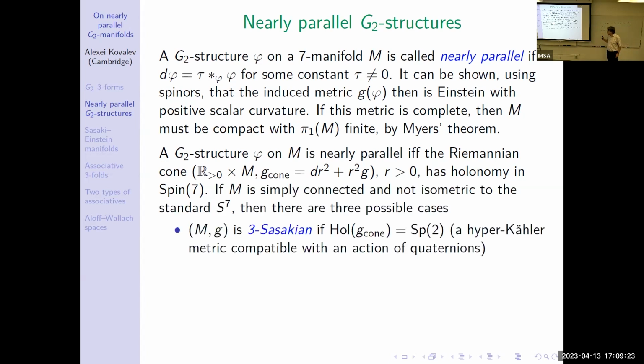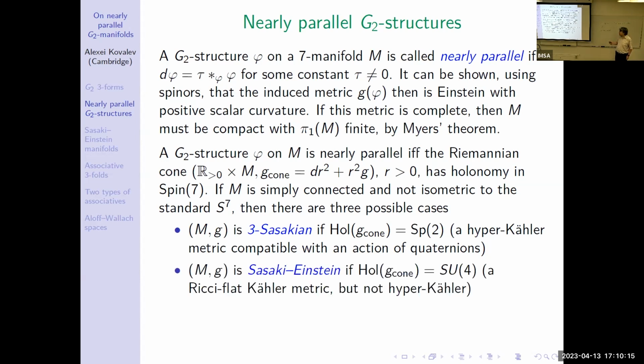So, if we assume in addition that M is simply connected, we know that M will have a finite fundamental group anyway, if it's complete. And if it's not a standard sphere here, there are actually three possible cases. They come from a classification of holonomy groups due to Berger. So, one is this symplectic group Sp(2), of rank 2. That implies that the metric is hyperkähler, which means Kähler in three different ways, and the tangent space has a natural identification with the quaternions. So in the present case, it's a two-dimensional quaternionic space. This is actually the possibility which I will not discuss very much in this talk, but these 3-Sasaki manifolds have been extensively studied. There are a number of good results about them.